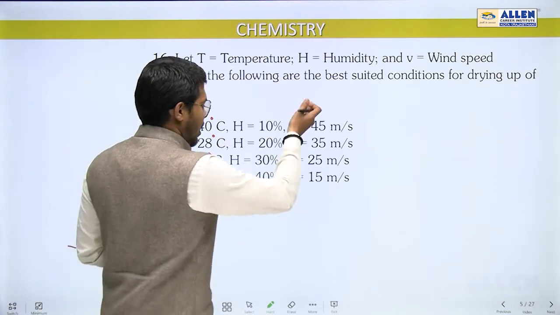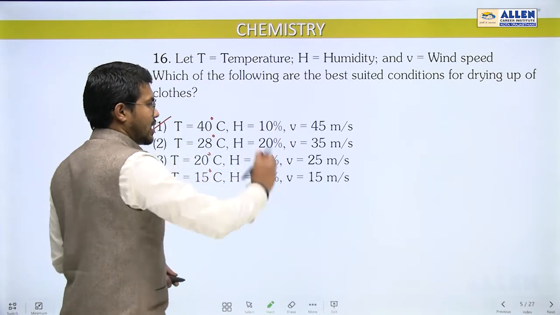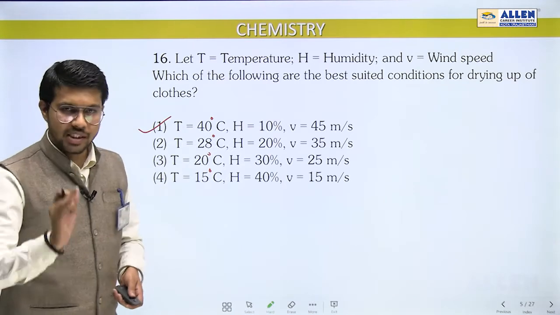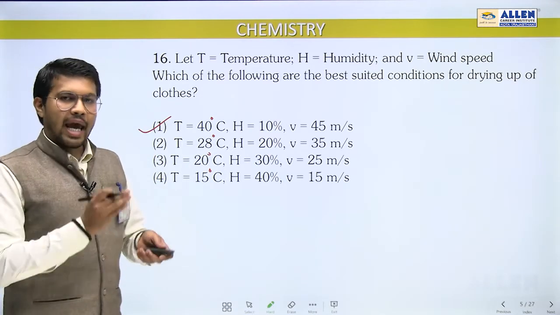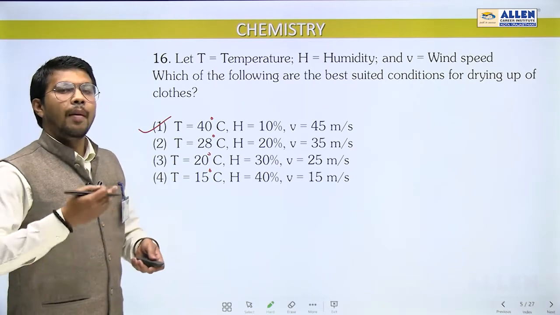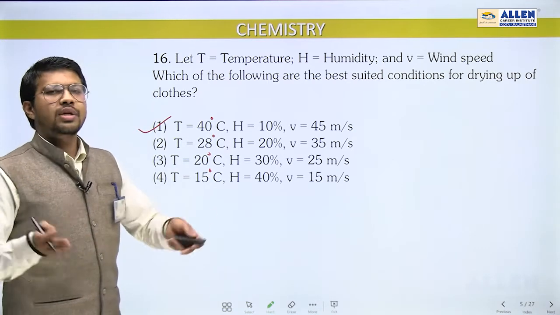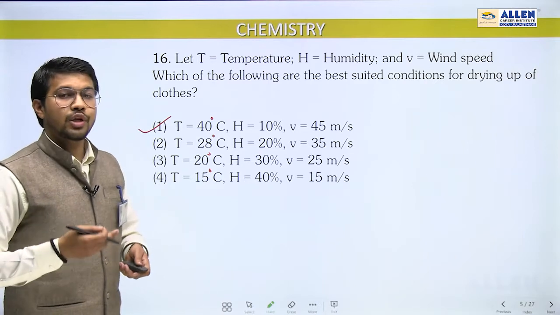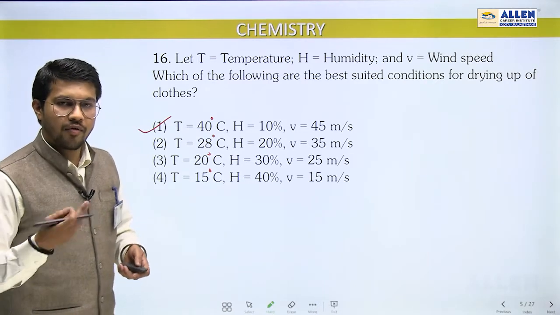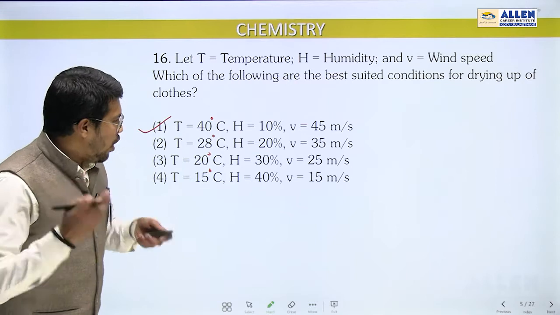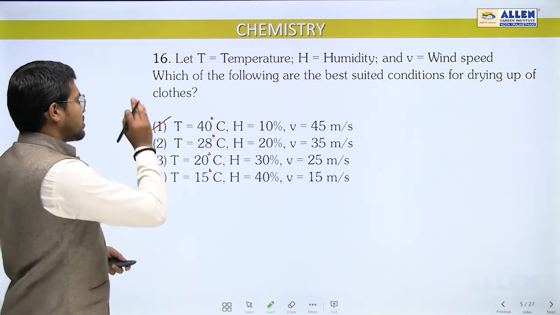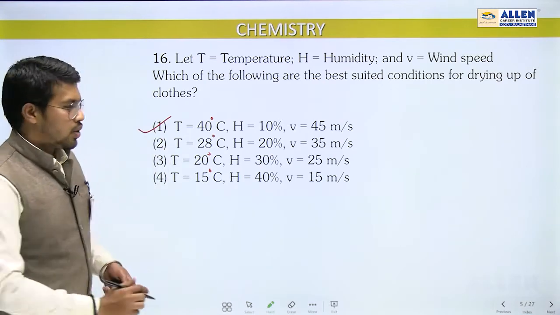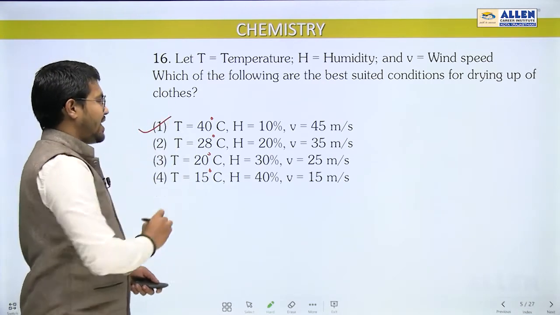Now for wind speed, in the first option the wind speed is maximum. We know that as the wind picks up speed, or becomes gusty, evaporation proceeds with higher intensity. So obviously among options 1, 2, 3 and 4, the first is the best suited option. So the answer for this question is the first.